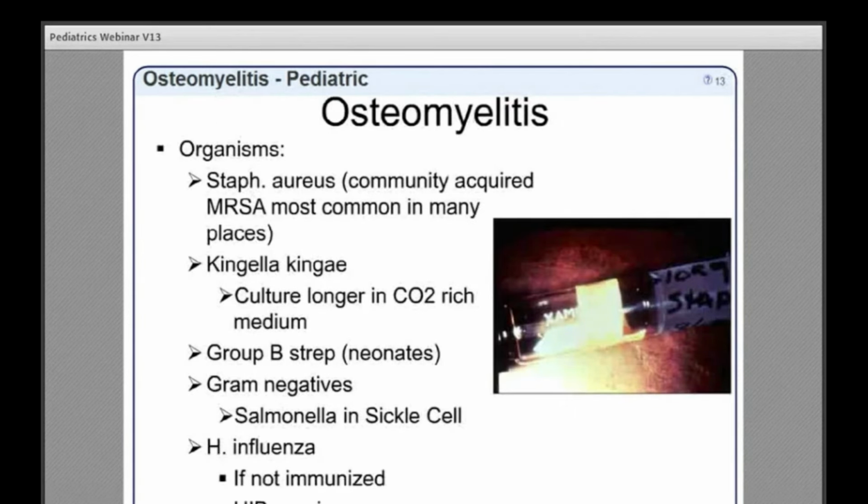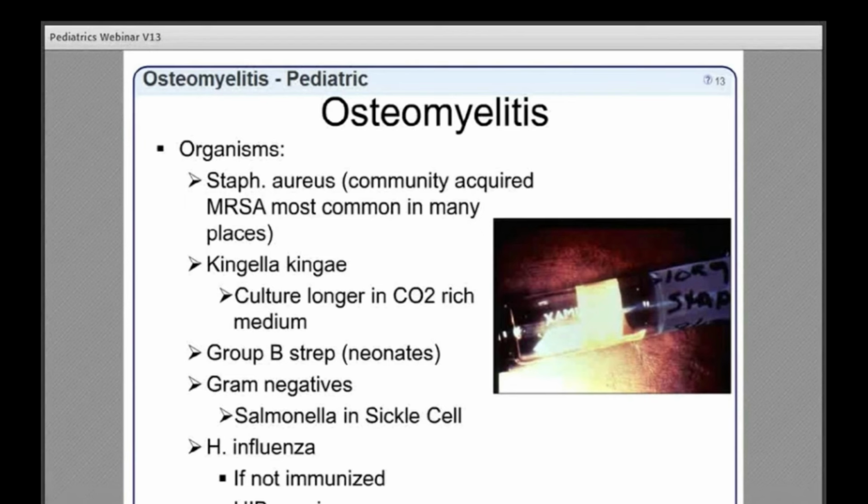The organisms are a little bit dependent on the environment and the age of the patient. Staph aureus continues to be the most common organism that we see causing infection. It is becoming more frequent that this is a community-acquired methicillin-resistant Staph aureus in some locations. Kingella kingae is another common pathogen that we see in cases where the culture doesn't immediately show anything.